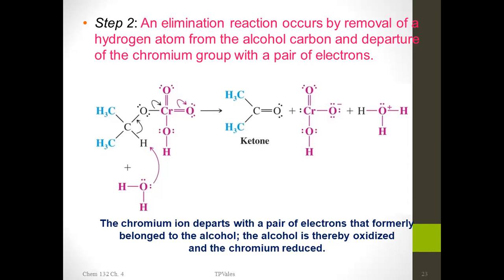So what will be your driving force? An elimination reaction occurs by the removal of a hydrogen atom from the alcohol carbon, and departure of the chromium group with a pair of electrons. So it will be the driving force. Why would water suddenly abstract this hydrogen? Of course, we know that water can also act as a Lewis base and can abstract a proton. Among the many hydrogens, water would choose this hydrogen here. We have to remember that this hydrogen is bonded to carbon, which is bonded to oxygen, and here you have a vacant chromium.